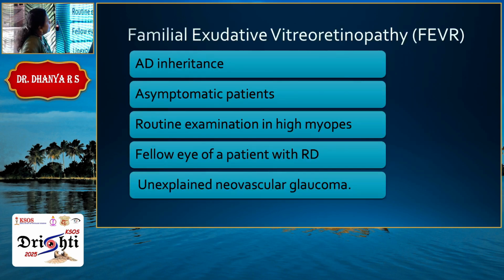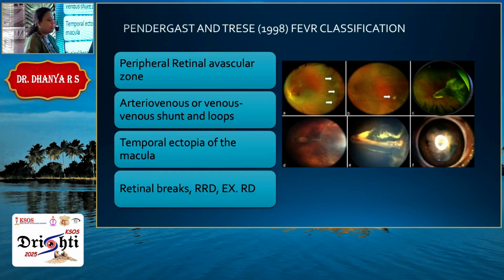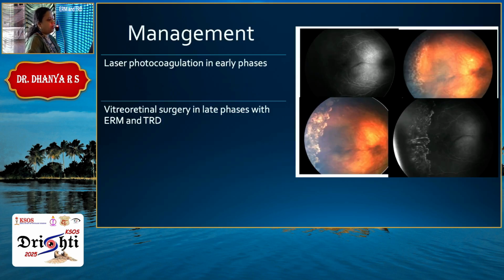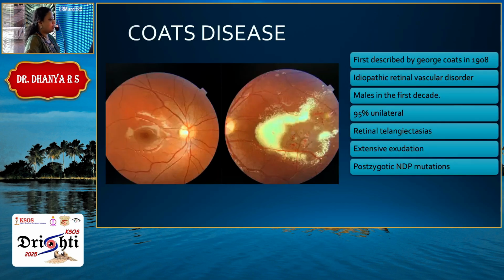Now, after ROP, we'll just brush through some relevant topics. One is FEVR, which, as you know, is an autosomal dominant condition seen in high myopes. The patients are usually asymptomatic to the extreme. Some children may present with unexplained neovascular glaucoma also. It is characterized by temporal peripheral avascular retina and some vascular abnormalities that lead on to retinal detachment. On the FFA you can see the avascular peripheral retina as well as macular dragging or ectopia. How do you treat? The treatment is mainly by laser photocoagulation, and advanced cases may require vitrectomy surgery.